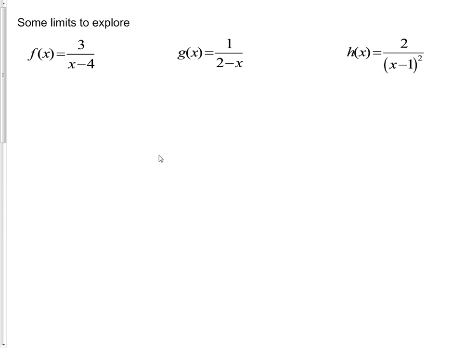So when we're looking at rational functions, we should be asking ourselves what kind of behavior should we expect to find on either side of places where we know that the function will be undefined. And we know that there's a couple of places right here. For example, in this first one, we know that at x equals 4, this function has an undefined value.